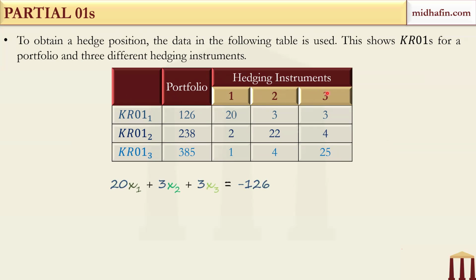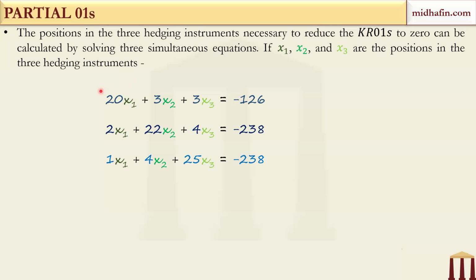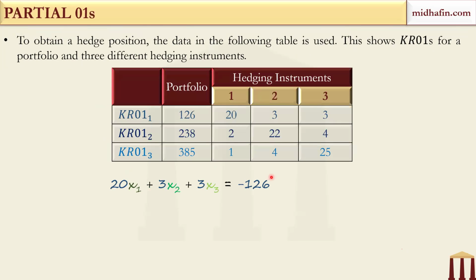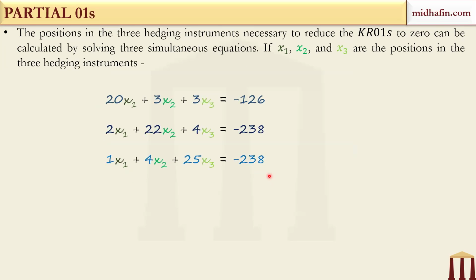Now let's see again. Let the positions be x1, x2, and x3 in hedging instruments 1, 2, and 3. So the first equation will be 20x1 plus 3x2 plus 3x3 equal to minus 126. The second equation will be 2x1 plus 22x2 plus 4x3 equal to minus 238, and so on. So you have the 3 statements written. Okay, this is wrongly written. The third one will be 385.